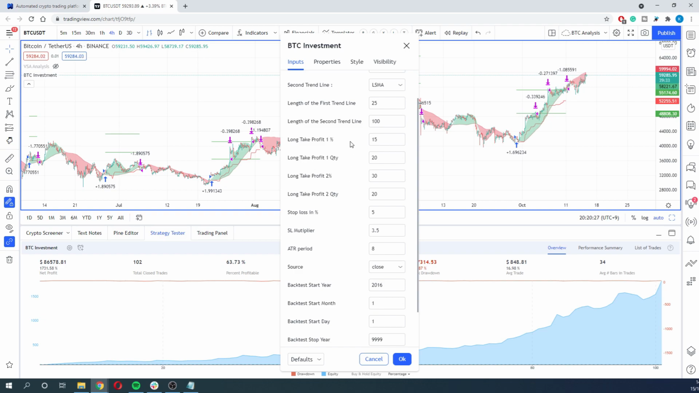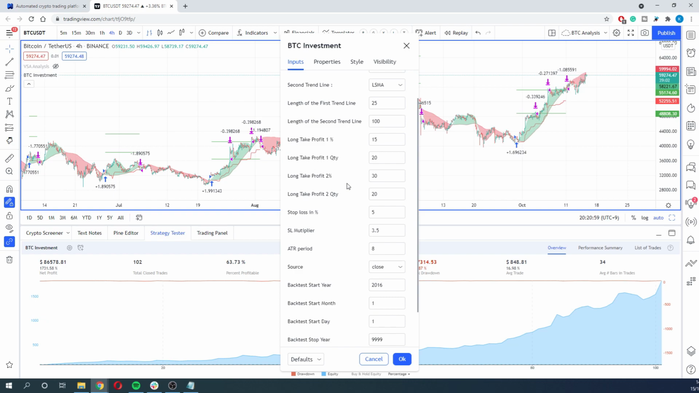The exit points will be based on the take profits. So the first take profit is at 15% and you will sell 20% of your position. The second one will be at 30% and you will sell another 20% of your position. And the remaining 60% of your position will be trailed until the ATR is hit or the trend changes.